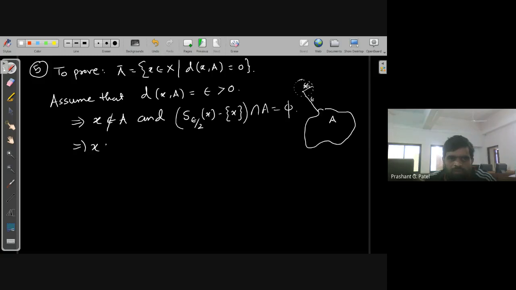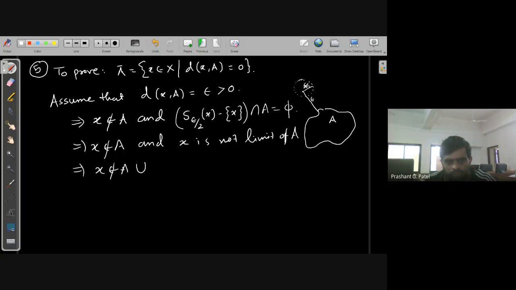So this will imply x is not in A, and this gives you x is not a limit point of A. So this will imply x is not in A union D of A. But what is this? It is actually A closure. So if you have assumed that the distance between x and A is some epsilon, that means you have assumed that x is not in this set, then it is not in the closure.